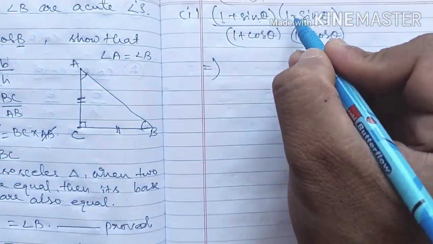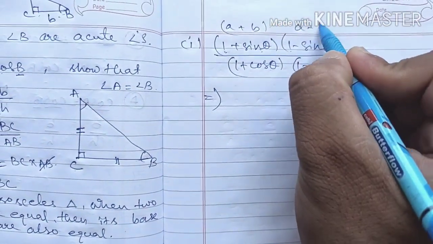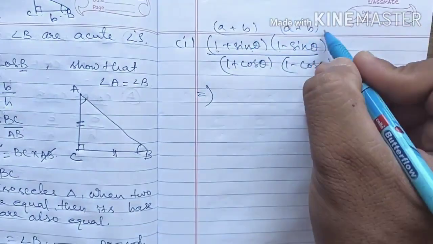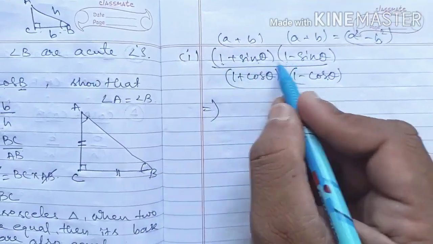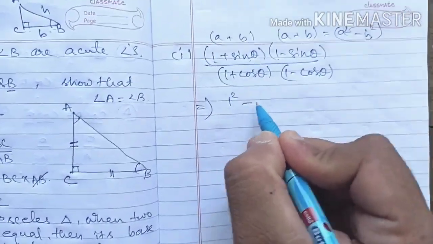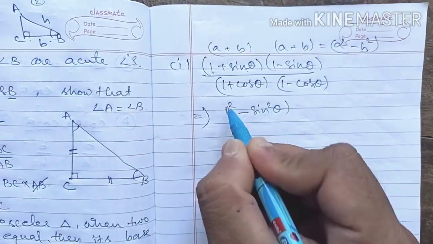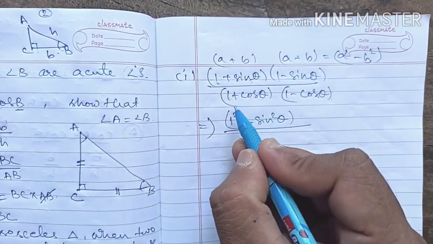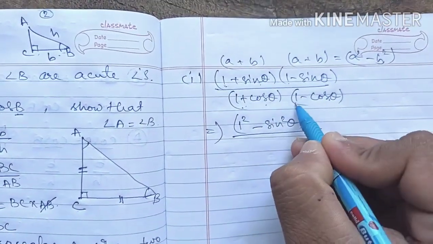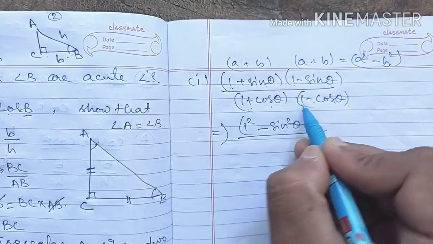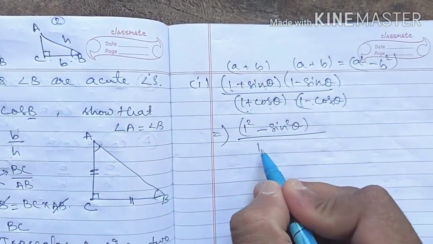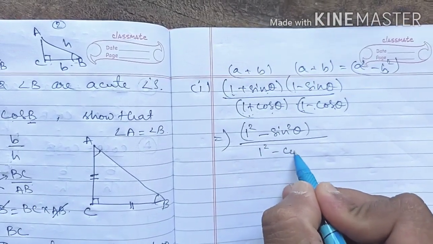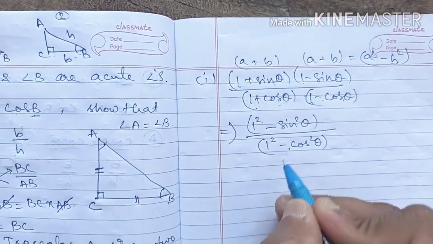And same here, A minus B. What is the formula for A plus B and A minus B? A square minus B square. So we can write here A square minus B square. Same for the denominator, A plus B, A minus B, because both the first terms are same. A are same, B are same. So A square minus B square.